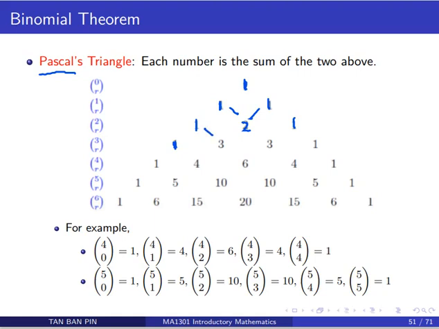If you add 1 and 2, it will give you 3. If you add 2 and 1, it gives you 3. So that's how you get 3, 3. And then the last number is always 1. So the first number and last number are always 1. Okay, so to write down the fifth row, you write down 1. And 1 plus 3 gives you 4. 3 plus 3 gives you 6. 3 and 1 gives you 4. And the last number is always 1.